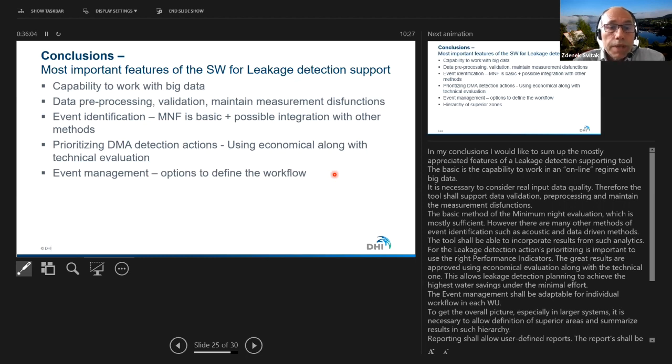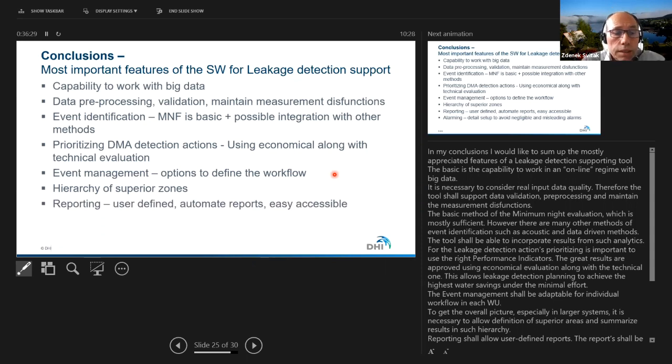The event management can be very individual in water utilities. Therefore, it's necessary to have an option to define this workflow. I discussed also the importance of implementing some hierarchy of superior zones and summarizing of results in these superior zones.